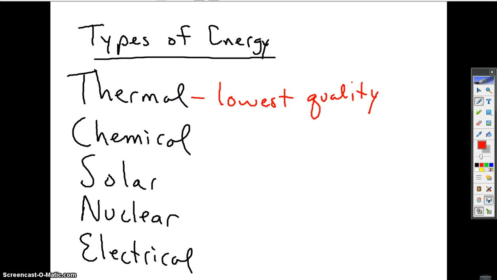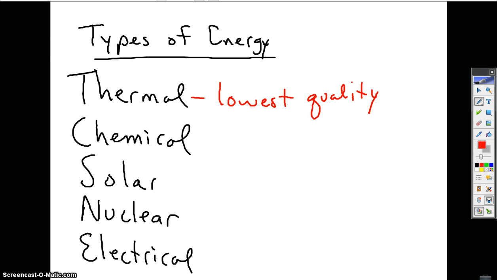Now the types of energy, and I'm going to go through these quickly. Thermal energy is usually the lowest quality. When you start up your car, some of the gasoline is converted to heat energy, and that's lost. It's really not usable. If you put your hand on your forehead right now, you should feel a little warm, hopefully not too warm, but that is energy that's going to be lost. We really can't recover that. We can account for it, but we're not going to be able to use it.